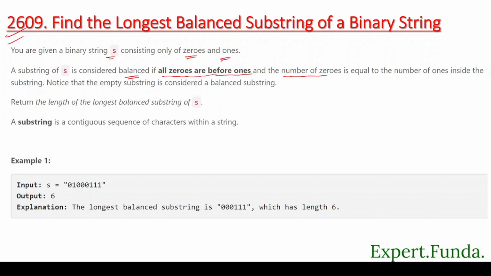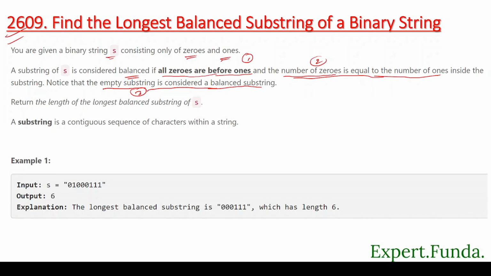So the number of zeros is equal to the number of ones. This line is also important. First, you should consider that all zeros are before ones, and the other case is that the number of zeros is equal to the number of ones inside the substring. Now notice that an empty string is considered a balanced string. So one base case you have to take is that an empty string is a balanced substring. This is the third thing given in the question.